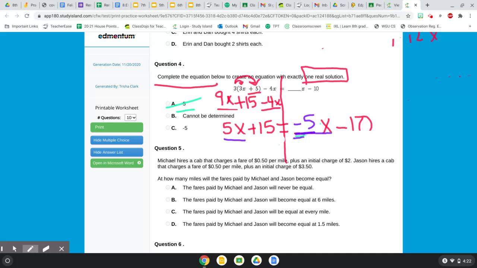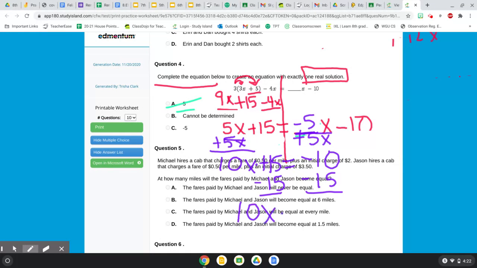So I'm going to add 5x. Add 5x. Remember, I want to get those x terms on one side of the equal sign. And I have a 10x plus 15 equals negative 10 left on the right-hand side. Now I can subtract 15, and that's going to leave me with a 10x over here equals, well, negative 10 minus 15.